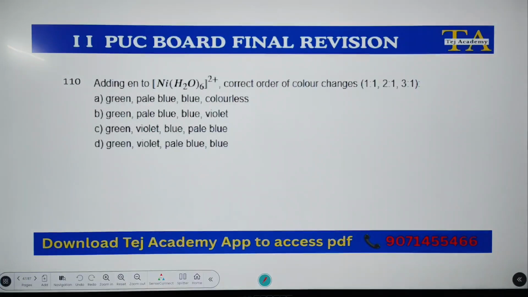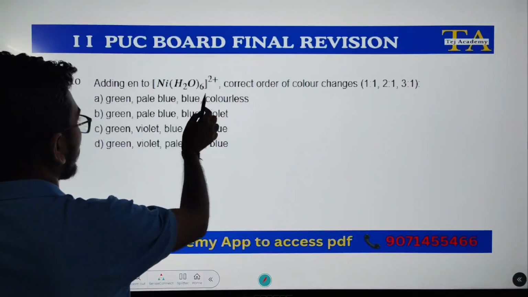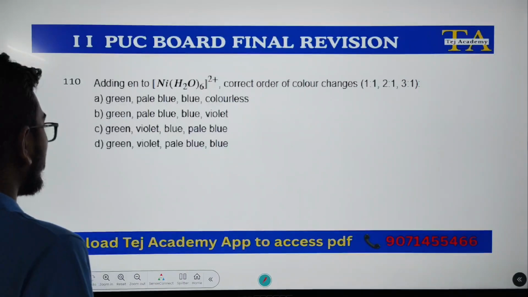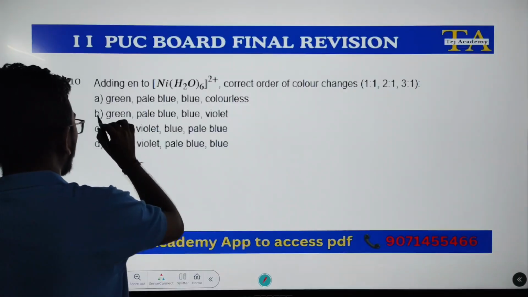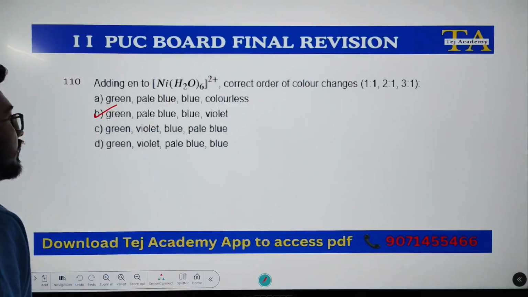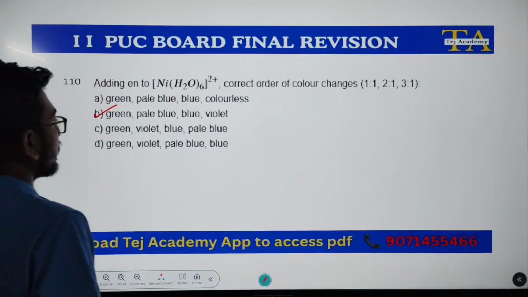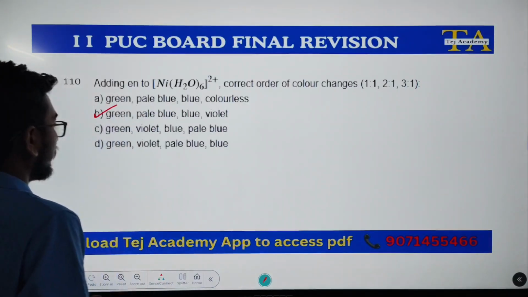110. Adding en to the given compound, the correct order of color changes is 1:1, 2:1 and 3:1. So this is given in your NCERT table. Based upon that, we are going to choose the answer green, pale blue and violet.